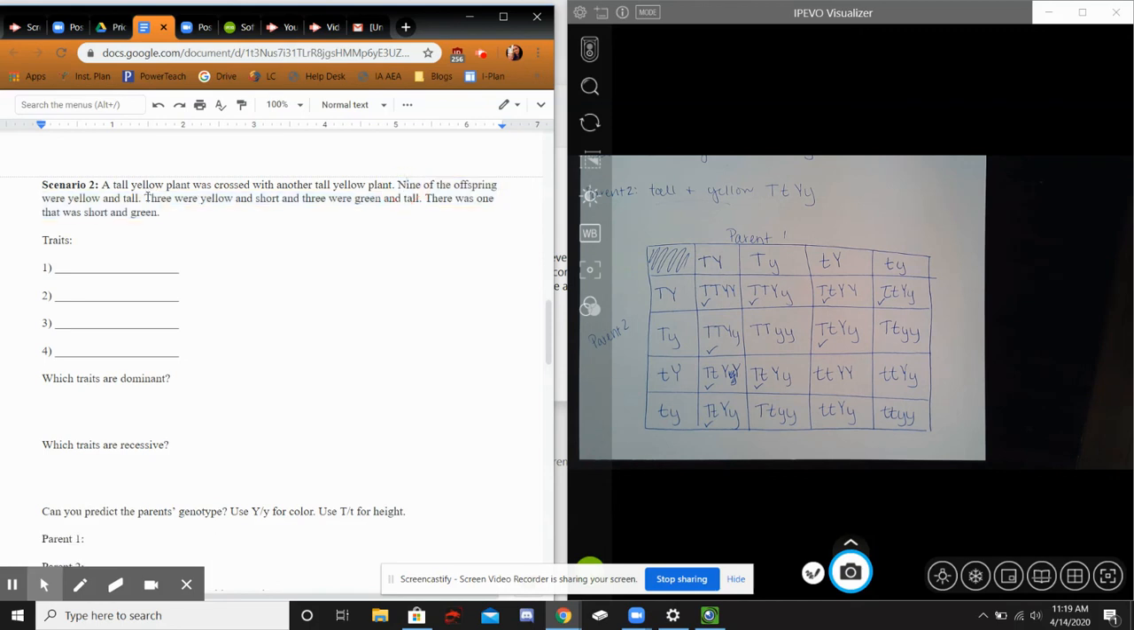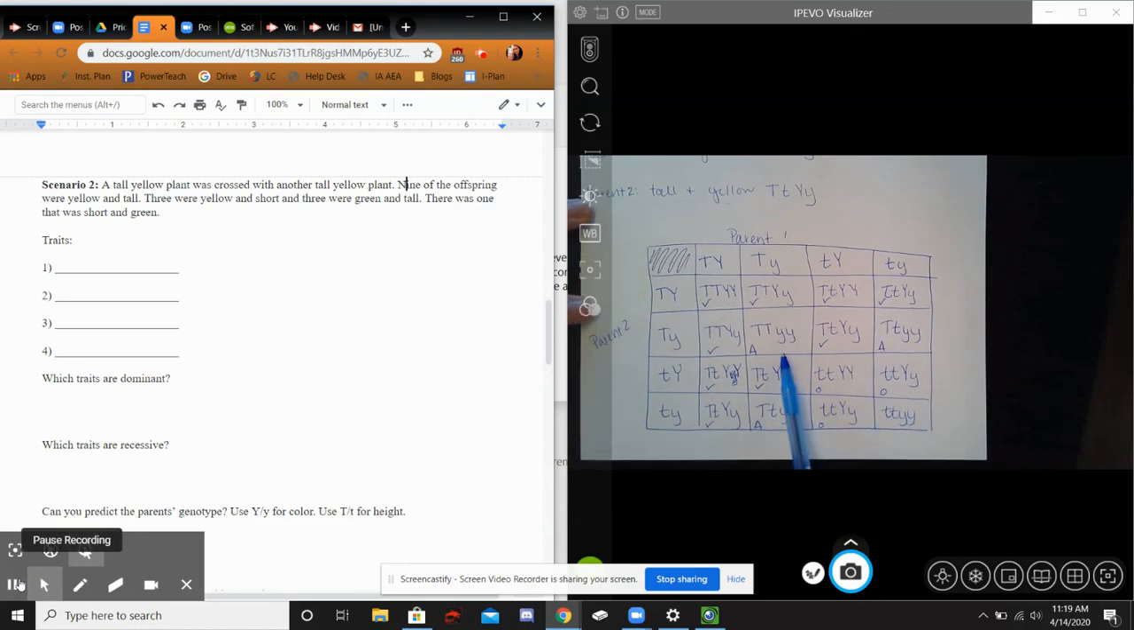The next thing it says is 3 were yellow and short. So I'm going to put a circle by the 3 boxes that are yellow and short. Okay, right here, we can see all 3 of those boxes are yellow and short. Again, we've got that capital Y with our 2 little t's showing short. The next thing it says is that we have 3 that were green and tall. So I'm going to do a triangle next to these 3 that are green and tall. These are a little bit harder to find, but we've got our triangle here, here, and here. Green means we have 2 little y's, and tall means we have at least 1 capital T.